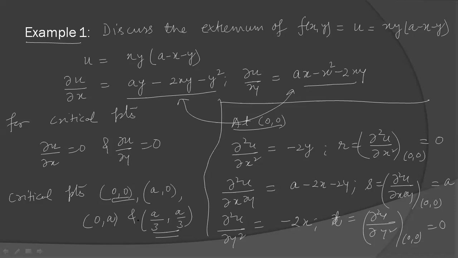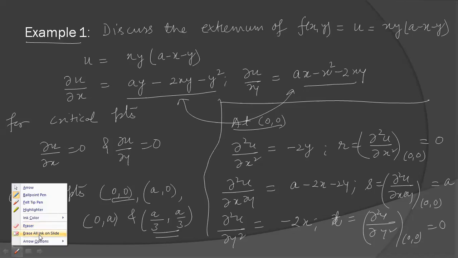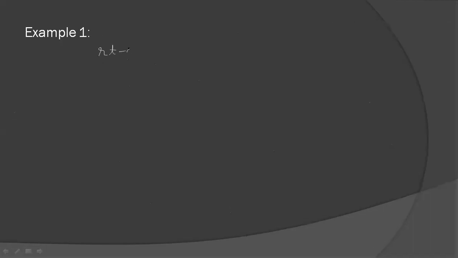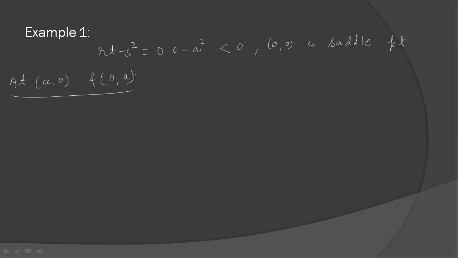So now if you find rt minus s square, it is 0 into 0 minus a square. So minus a square is less than 0. So 0, 0 is a saddle point, meaning at this point f(x) has neither maxima nor minima. At a, 0 and 0, a, you can check in a similar manner that these are also saddle points. Now I'm going to check at a by 3, a by 3.